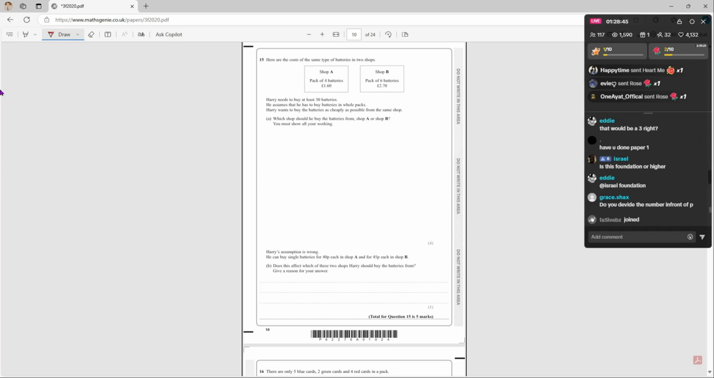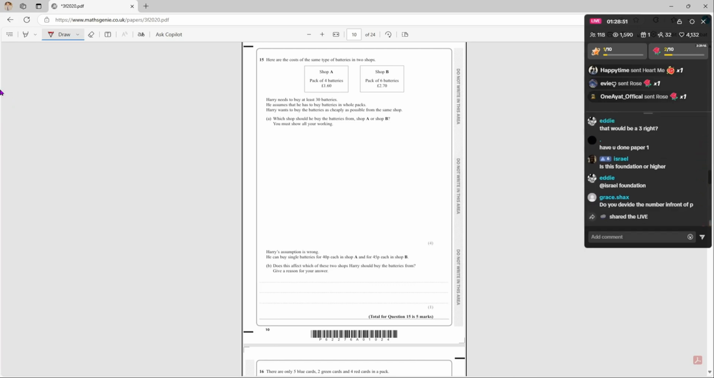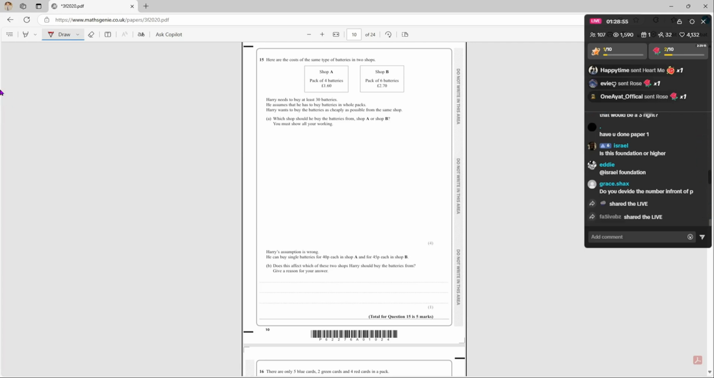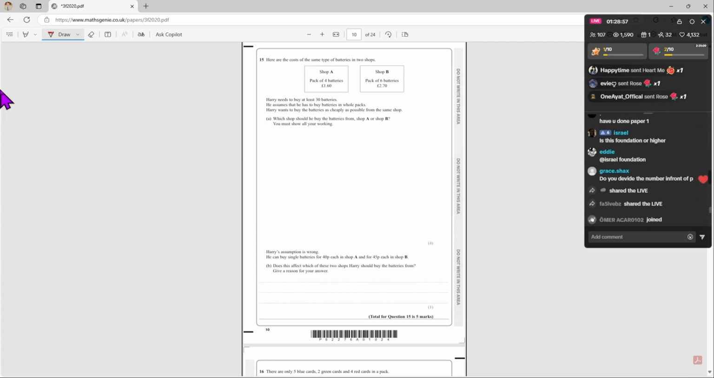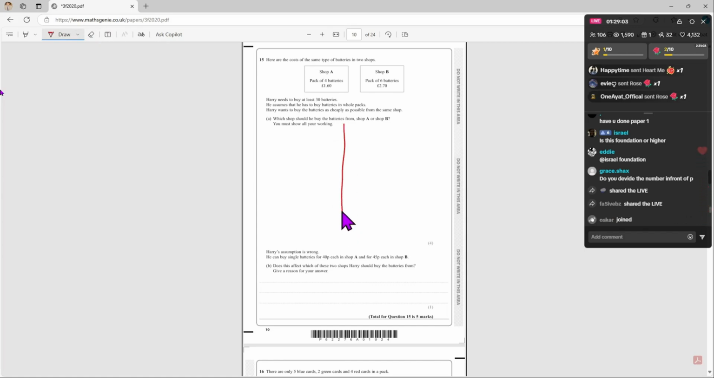So what we need to do is work out how much it costs to buy 30 batteries from shop A and how much it costs to buy 30 batteries from shop B, and we have to see which one is cheaper. I'm going to split this up over here. That was not a straight line. So split this up. And then we have to do shop A.